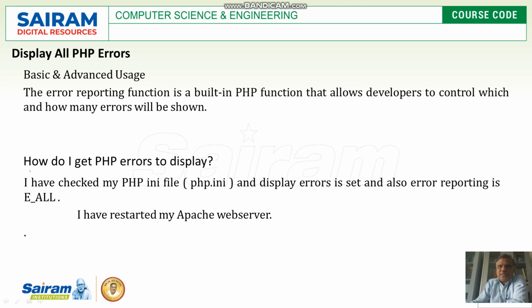Here is one example: how do I get PHP errors to display? I want to display the errors, so how can I display them? Check the php.ini file. In this file, display_errors is set, and error_reporting is set to E_ALL. It reports any errors, for example when a file is not available or something has happened, like when I have restricted my Apache web server. So this is the error that is raised, and any errors get reported.